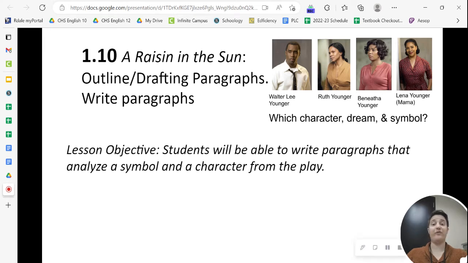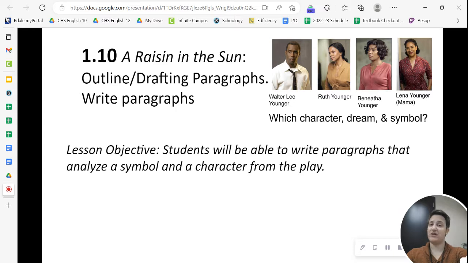Hey everyone, you've made it to 1.10, the very last lesson in our Raisin in the Sun unit. We've read the whole play, we've seen how the Younger family faces challenges and overcomes, or at least survives them. And now it's time to look towards our summative assignment.